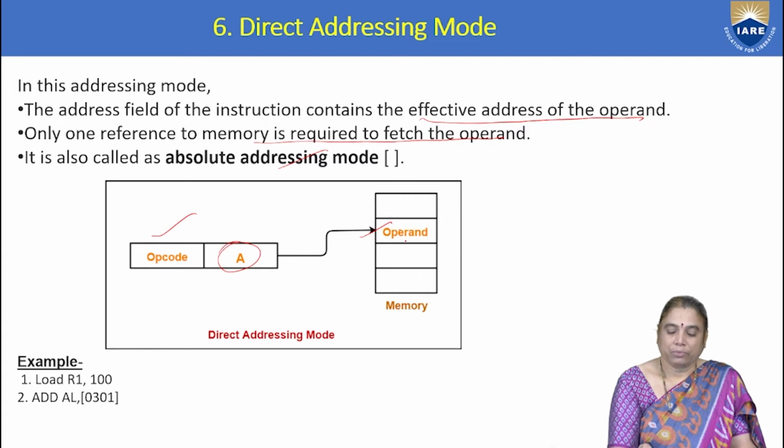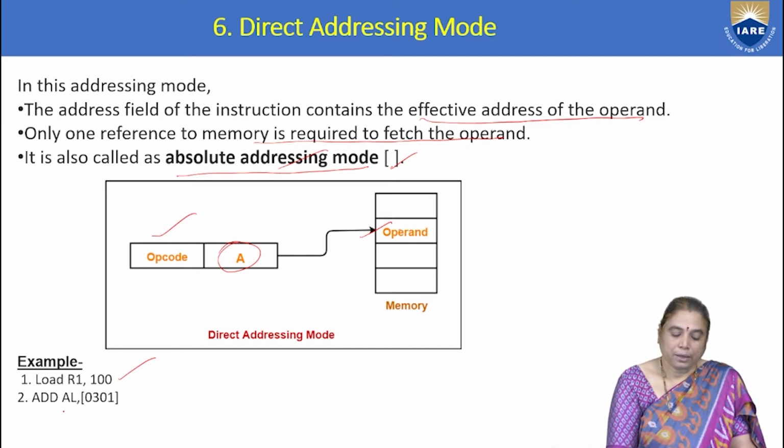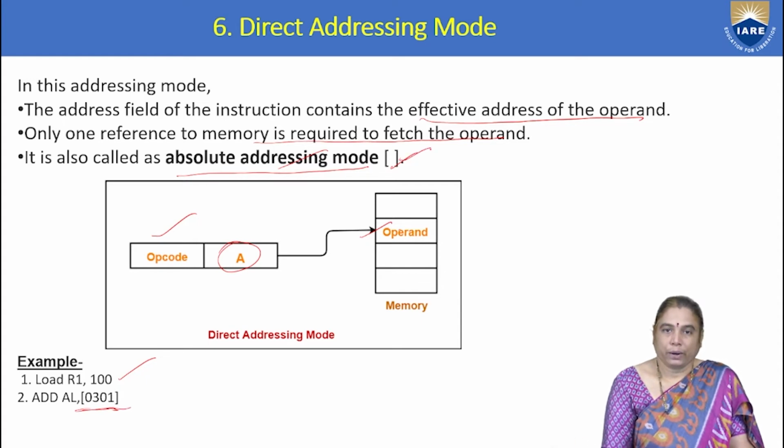Another name for this is absolute addressing mode, and the symbol generally used to denote direct addressing mode is the square bracket. Examples are load R1, 100. 100 is the memory location where this operand is available. Add AL, and the memory location can be specified within the notation by using the square bracket. So this is the direct addressing mode.